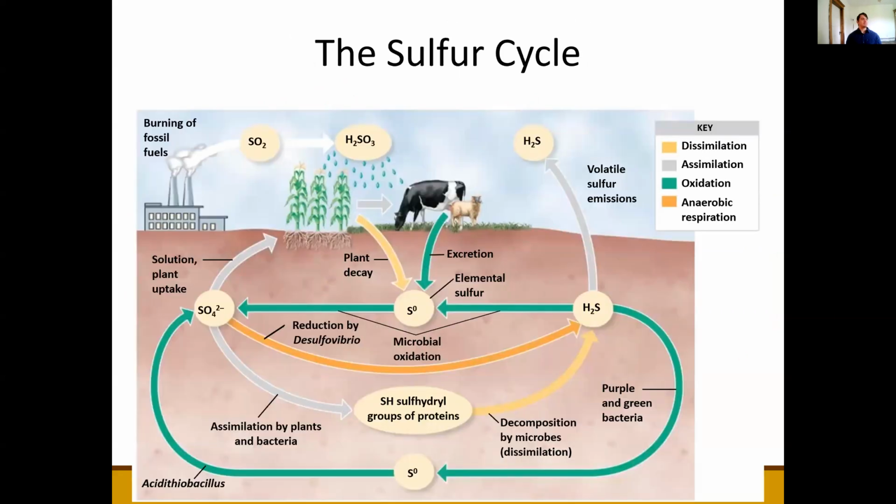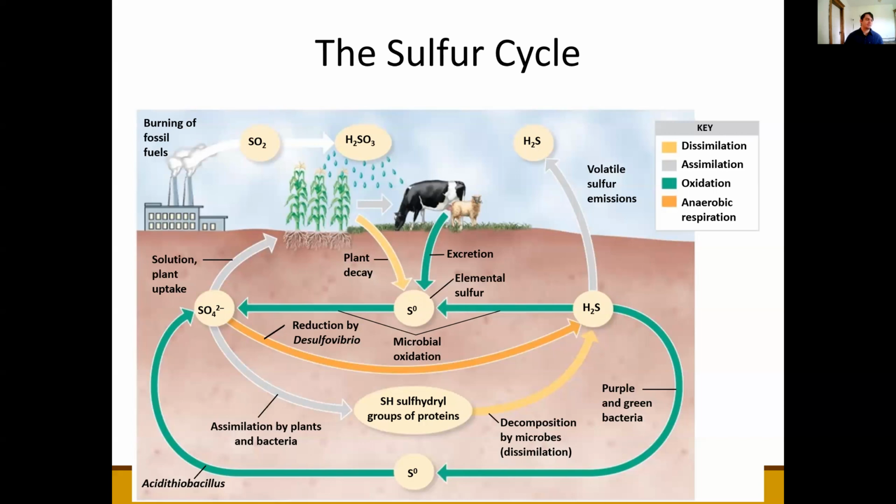Okay, now we're moving on to the sulfur cycle. So reduced forms of sulfur, such as H2S, as you can see over here, and elemental sulfur, which you can see over there, are energy sources for some microbes under aerobic or anaerobic conditions. Under anaerobic conditions, this sulfur can be used as a substitute for H2O, so water, in photosynthesis by purple and green bacteria to produce elemental sulfur.